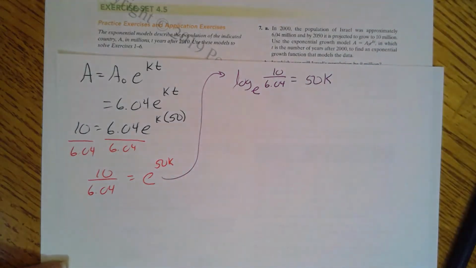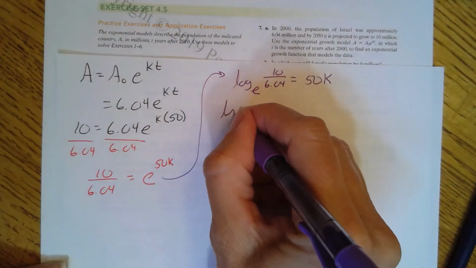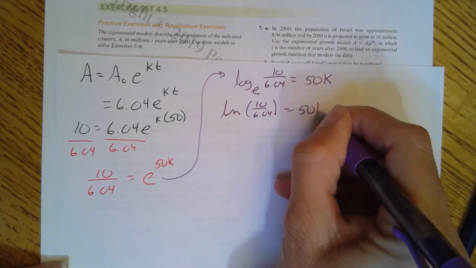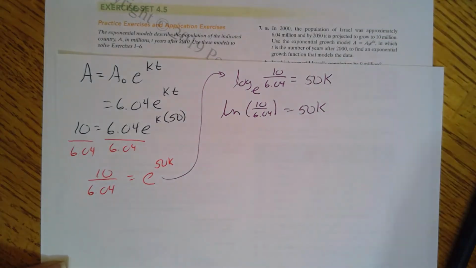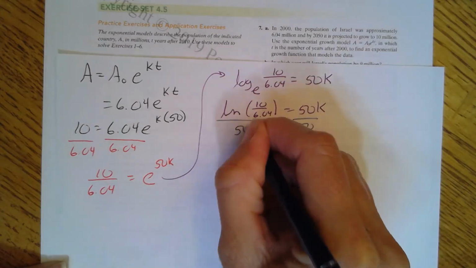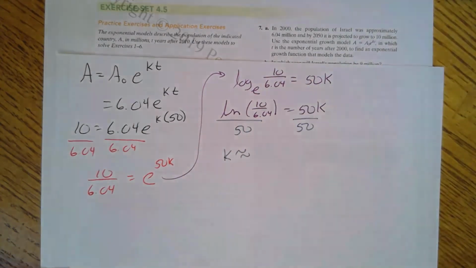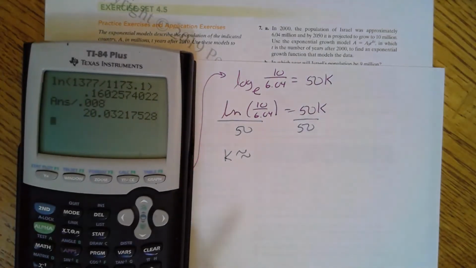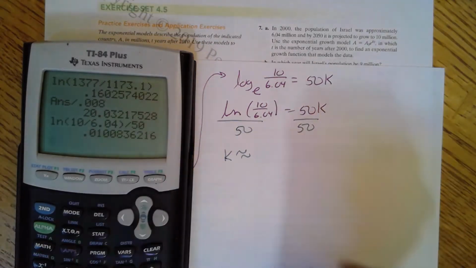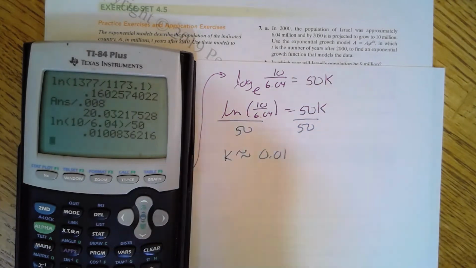Then what do we need to do? Well, we don't call it log base e, we call it the natural log of 10 divided by 6.04 equals 50k. And then we're just going to divide by 50 on both sides to get k by itself. And so what is our growth rate going to be approximately? We have the natural log of 10 divided by 6.04, divided by 50. So that's the growth rate, which is approximately, let's just round to 0.01. So approximately 0.01 is the growth rate.